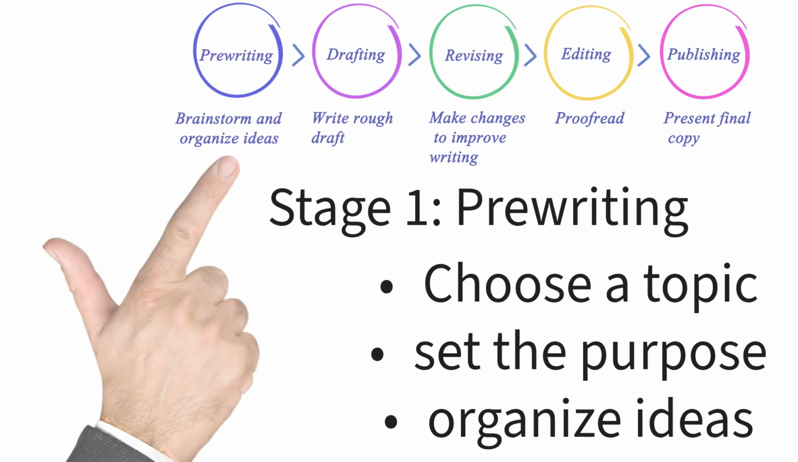The first stage of the writing process is pre-writing. Tompkins explains in Language Arts: Patterns of Practice that pre-writing is often the most neglected stage of the writing process. Pre-writing consists of students choosing their topic, then setting the purpose by deciding if their writing is to entertain, inform, or persuade their audience.